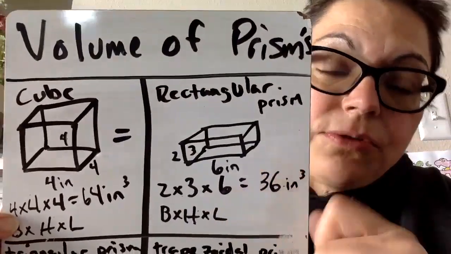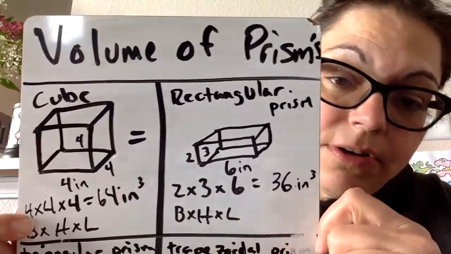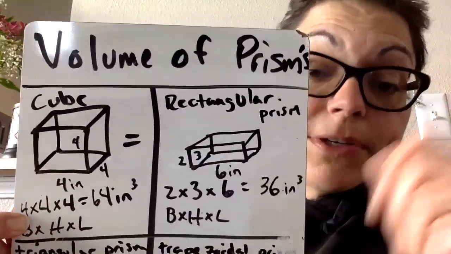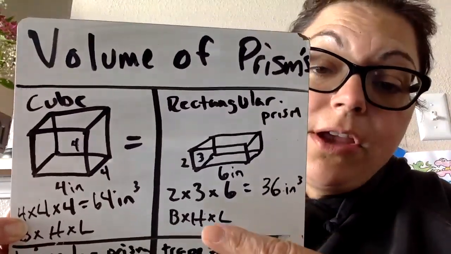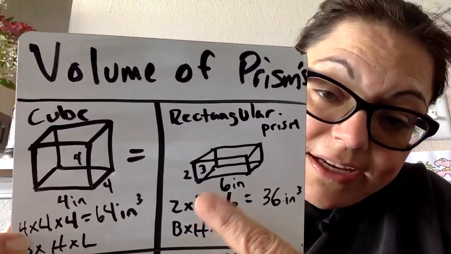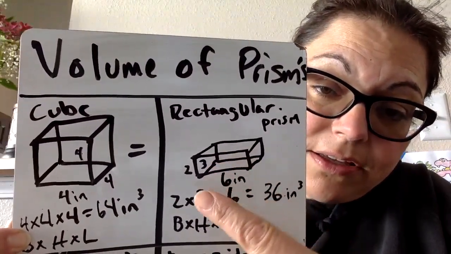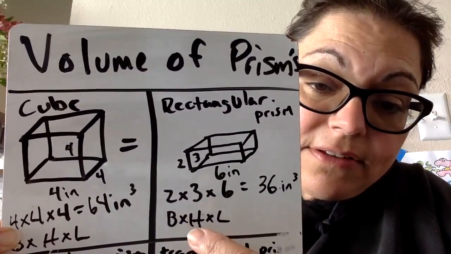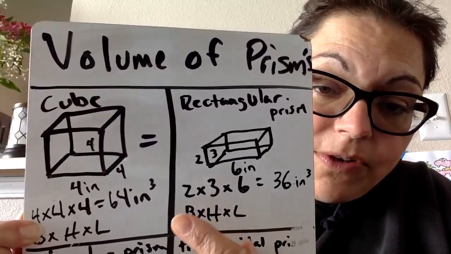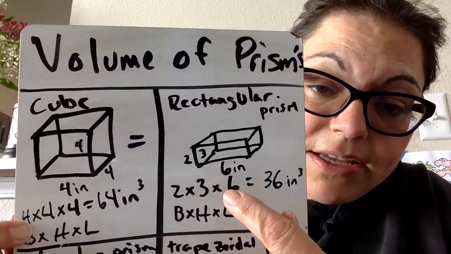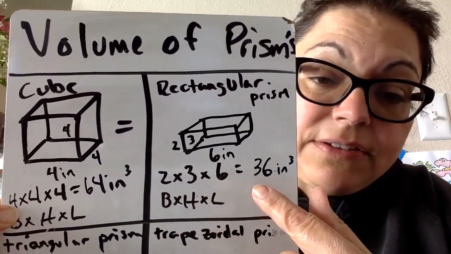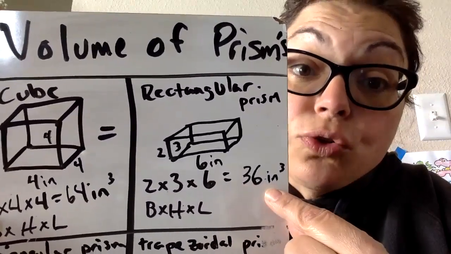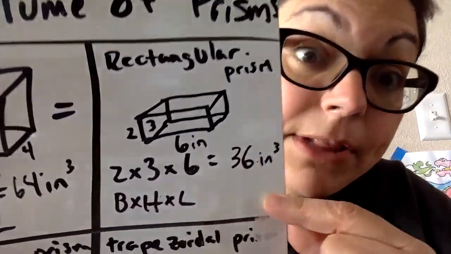And a rectangular prism. So same formula as a cube, right? But they would all have presumably different numbers. Some might be the same. So in this example, I have my height is 2, my length is 3, and my base is 6. So base times height times length. So I have 2 times 3 times 6, and I get 36 inches cubed. Don't forget the cubed. Got to label, label, label, label.